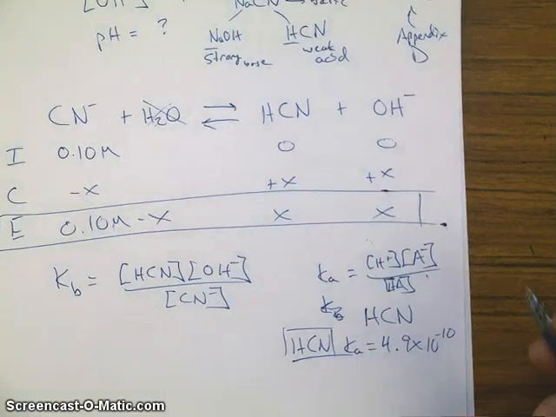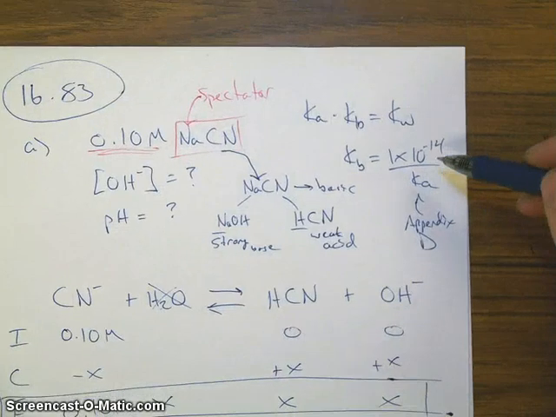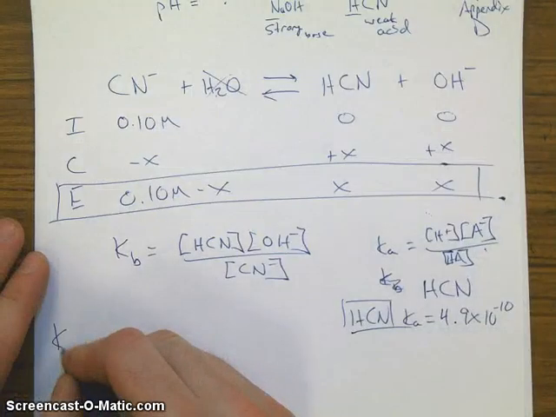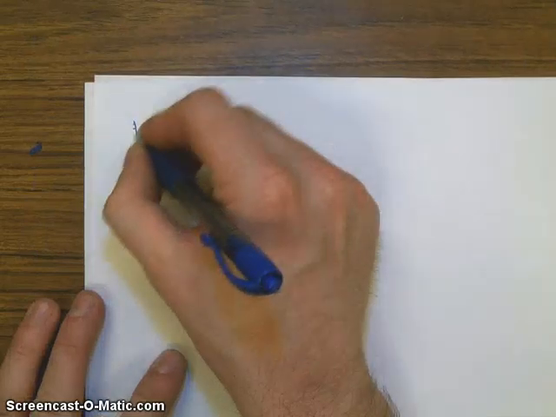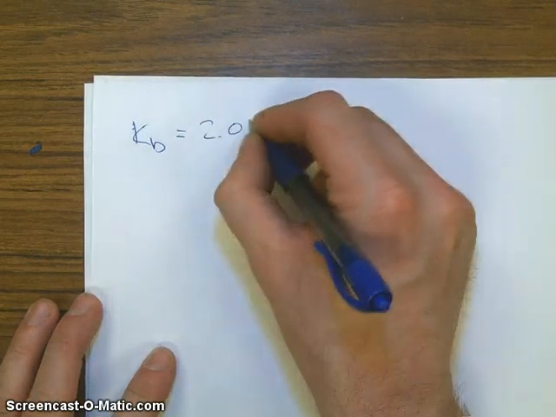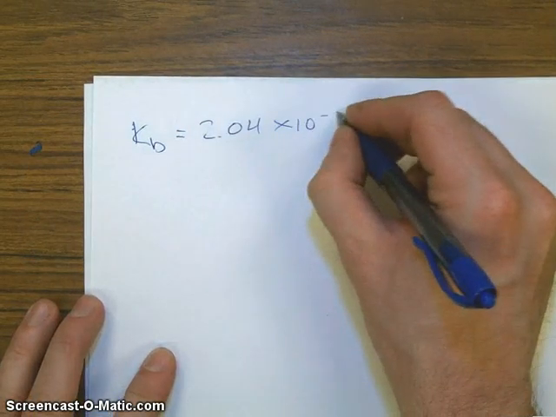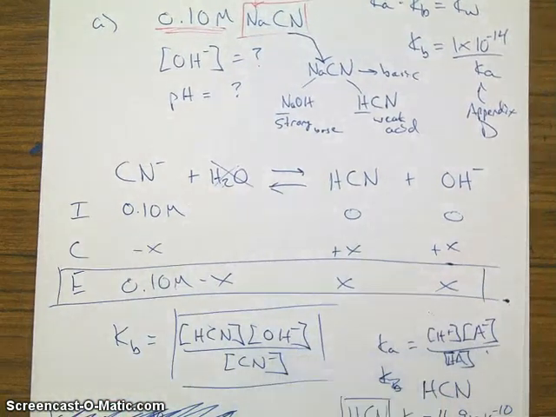Now, using the equation that I showed up top, let me go up to that, this one right here, this is how I calculate K sub b. So what I've done is I've figured out K sub b. Sorry about the abrupt shift, but K sub b is equal to 2.04 times 10 to the negative fifth. Now, I'm going to go back to this. This is my equilibrium expression for K sub b.